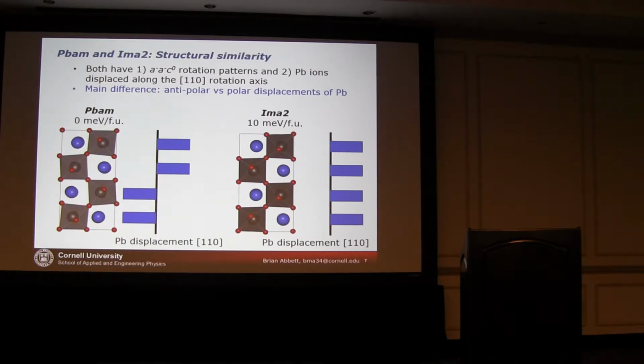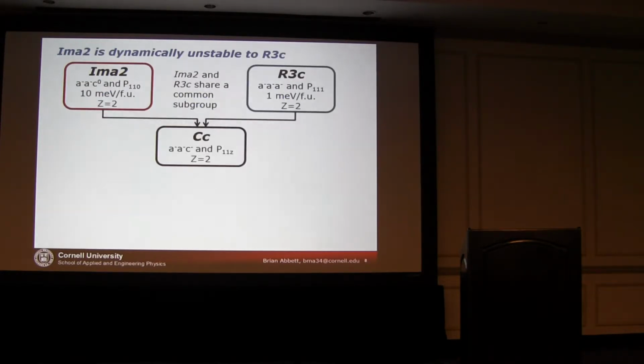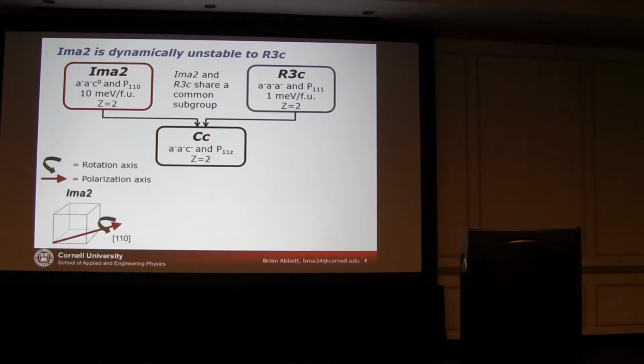Now, how does this actually help us relate PbZrO3 to R3c? As it turns out, Ima2 is actually dynamically unstable to R3c. I'm going to show this schematically down here and with this subgroup tree. So we have a polarization and rotation axis along the [110] direction, as I've been saying, in Ima2. But we can use first principles to calculate the stability of Ima2, and we find that there's an instability that combines octahedral rotation and polarization along the [001] axis. You add that into Ima2, it lowers the symmetry to Cc, and it just rotates both of these axes up.